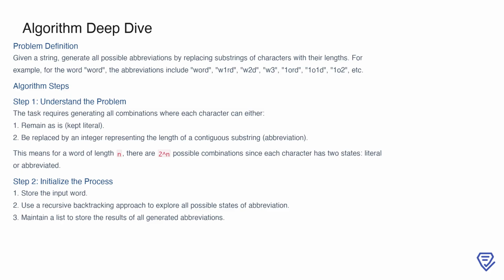To solve this, we'll use a recursive backtracking approach. This method will allow us to systematically explore all possible states of abbreviation, and will keep track of our progress in a results list where all abbreviations will be stored for final output. Let's break this process into clear, manageable steps, starting with initializing the input word and preparing for recursion.